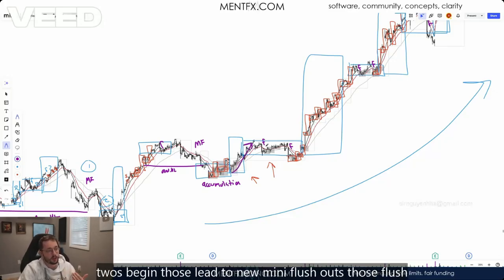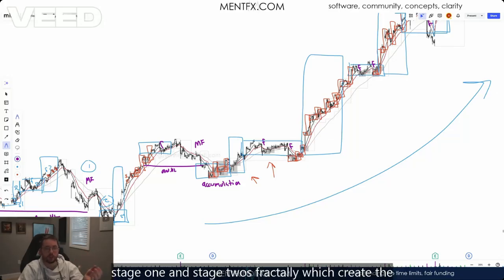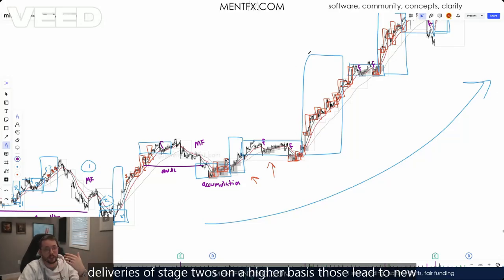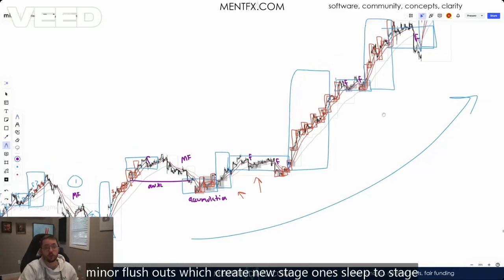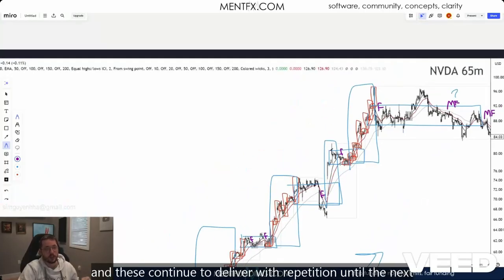Stage 2s begin. Those lead to new mini flushouts. Those flushouts lead to new, what we suspected to be stage 1s, which become larger stage 1s. Those lead to fractal stage 1s and 2s, which create MBs. Those MBs lead to the delivery of stage 1 and stage 2s fractally, which create the deliveries of stage 2s on a higher basis. Those lead to new minor flushouts, which create new stage 1s, leading to stage 2s. And these continue to deliver with repetition until the next major flush comes.